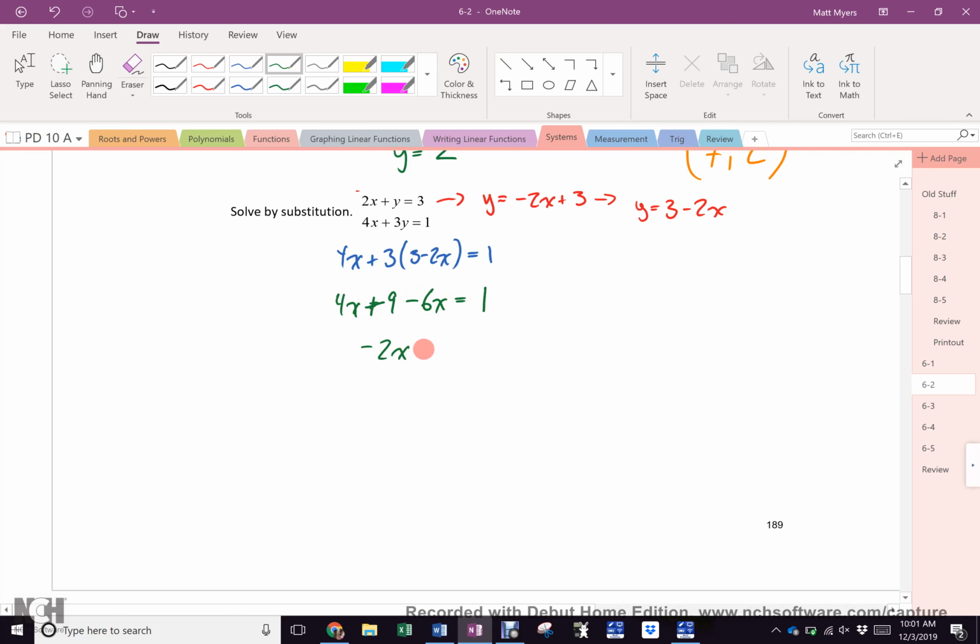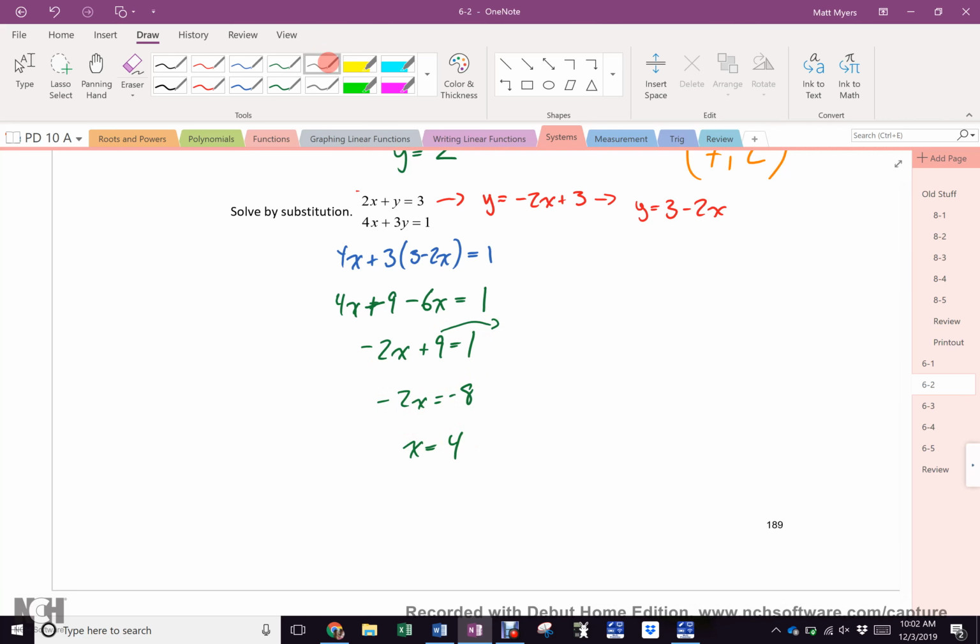Negative 2x plus 9 equals 1. Now, I just said I don't like to have a negative there. So could I have written 9 minus 2x? If I want. Then what? You minus 9 on both sides, which will equal negative 8. Then what? Then you divide it by negative 2 to isolate x, which will equal 4.